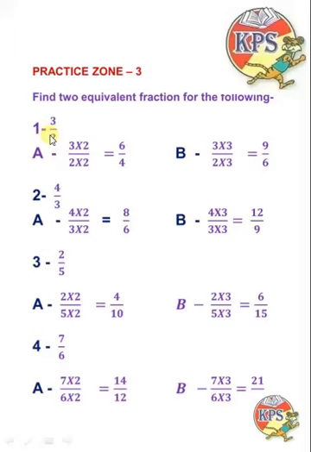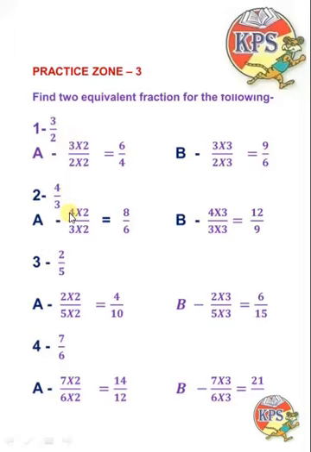The questions are the same as we have read in class 4. So first question is 3 upon 2. We will multiply both the numerator and denominator by 2 first, and then we will multiply both the numerator and denominator by 3. If the question is saying find two equivalent fractions, you don't have to do anything more. Just multiply the numerator and denominator first by 2, then by 3. By multiplying by 2, we are getting 6 upon 4 here and 9 upon 6 here. These are the two equivalent fractions of 3 upon 2.